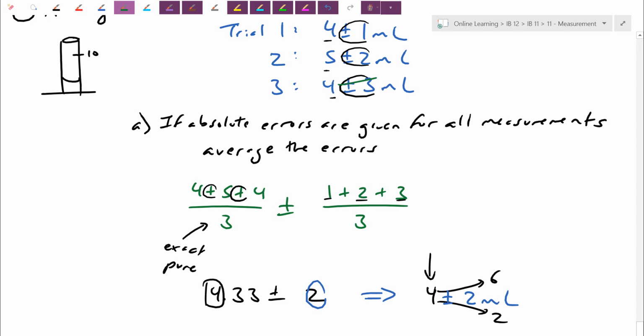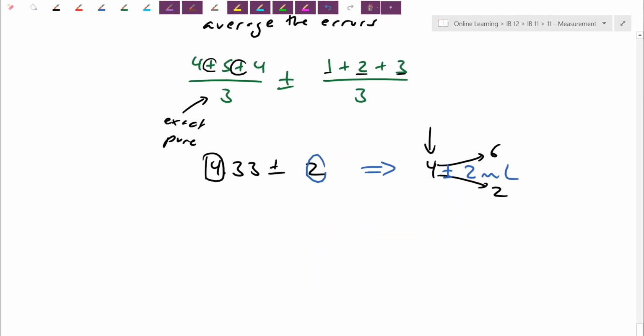This last error here could have actually been up to 7, and that one could have actually been up to 7, but that's the way we do it with absolute errors. Let me just finish off here. What if no errors are given?